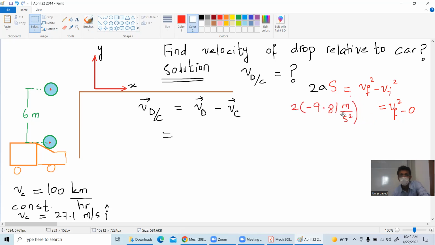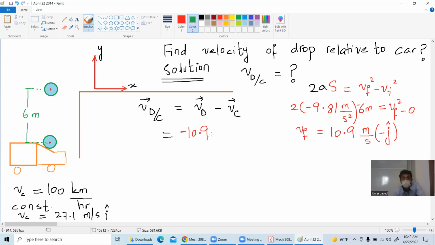Okay. 2AS equal to S is 6 meters. I suppose distance is minus 6. Too many mistakes. So you will get a VF of 10.9 meter per second in the negative j unit vector. So I will finish the question by saying VD with respect to C is minus 10.9 meter per second.